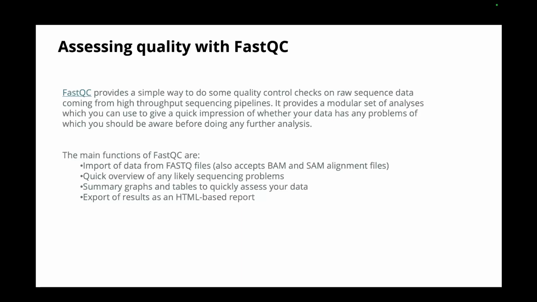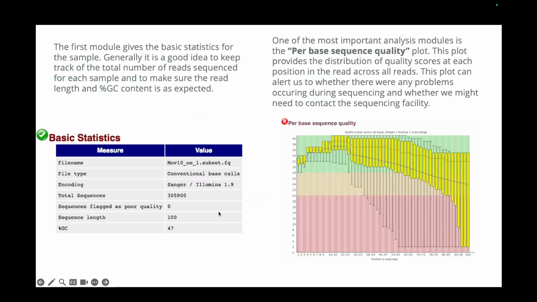Okay. So FastQC is one such software that you can use to check the quality of the data. It provides a simple way to do some quality control checks on raw sequence data. The main function is that you can import data from FastQ files. You can also use BAM and some other alignment files, and it will give you the result in an HTML based report. This is how the results look. So this is the header file.